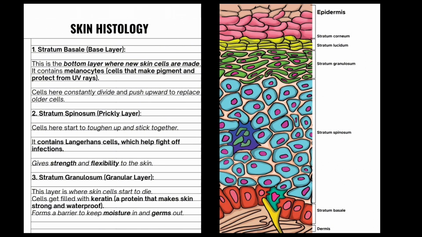The stratum spinosum, the prickly layer. Cells here start to toughen up and stick together. It contains Langerhans cells. Langerhans cells help fight off infections.